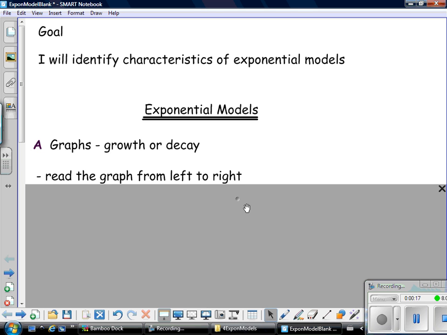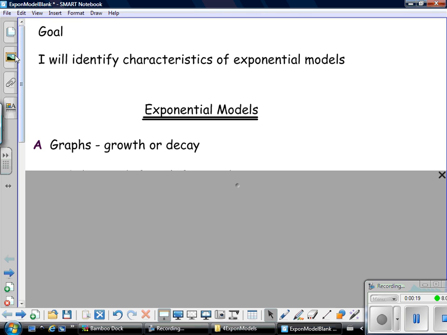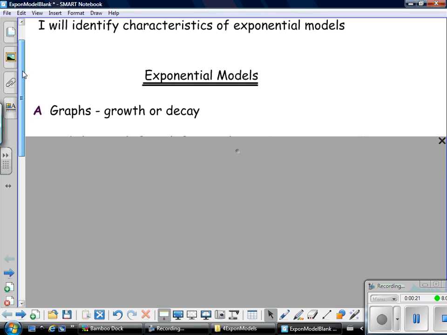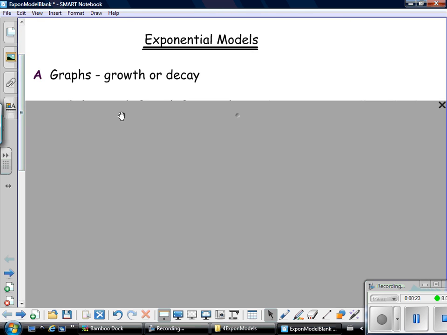All right, so first of all, when we're talking about graphs of exponential models, they can be either growth or decay. It could be either increasing, that would be growth, or decreasing, which would be decay. Okay, so it's not like a parabola. If it's growth, it's increasing constantly. If it's decay, it's decreasing all the time.